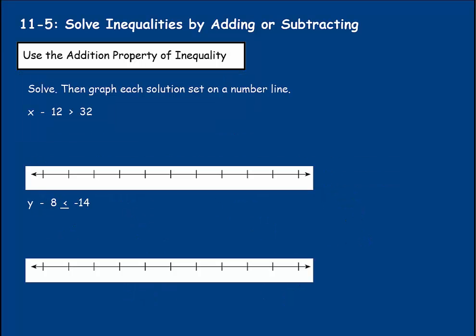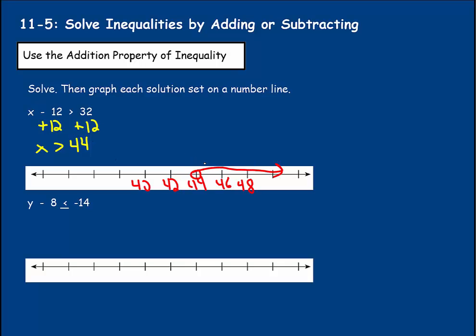So let's use the addition property of inequality for these ones. So it says solve, then graph each solution set on a number line. We have x minus 12 is greater than 32. So I can get rid of this minus 12 by adding a positive 12. And we have to do that to both sides. So x is greater than 32 plus 12, which is 44. So if I put 40 here and counted by 2's, I could have an open circle at 44, and it would be greater than 44, so this would be my graph.